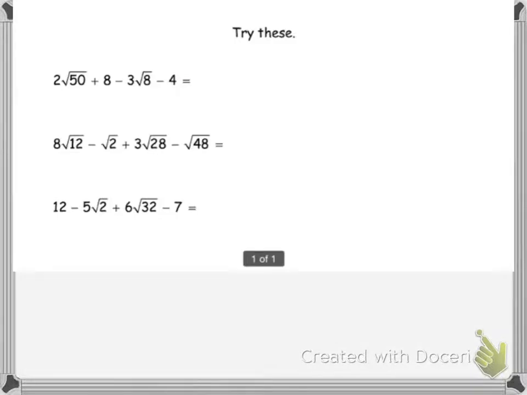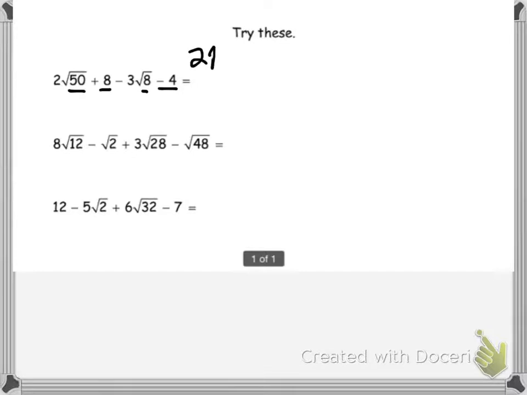Alright, let's look at some more examples here. So we look right here. Let's pick out what we know. We know that we have 8 and we have negative 4. Well, by the commutative property, we can rearrange these. We also have 2 on the square root of 50, and then minus 3 on the square root of 8. So let's go ahead and rearrange these with the commutative property.